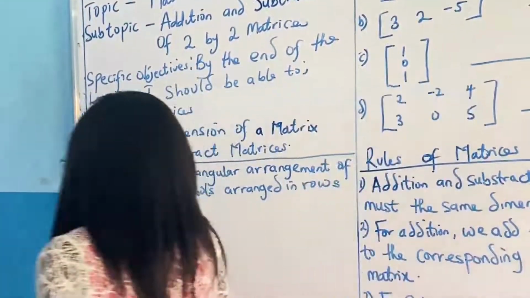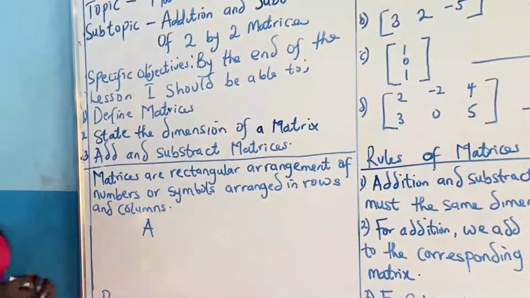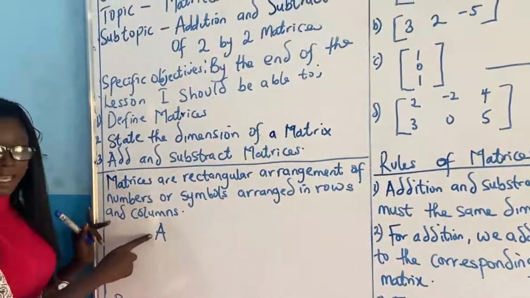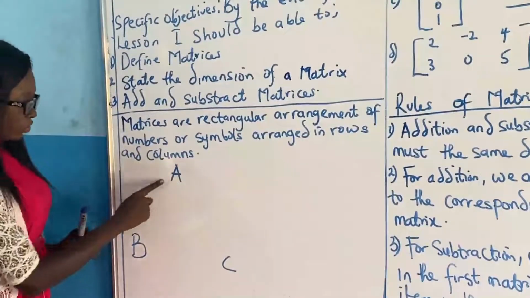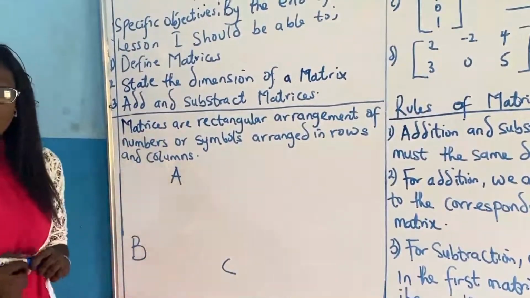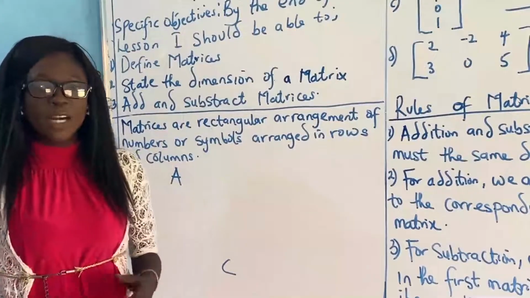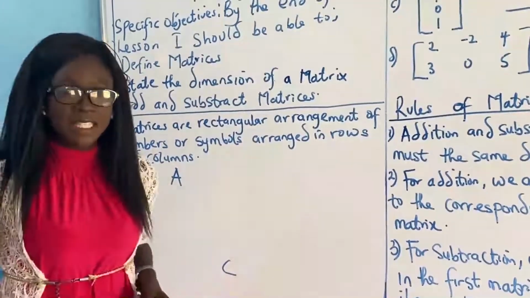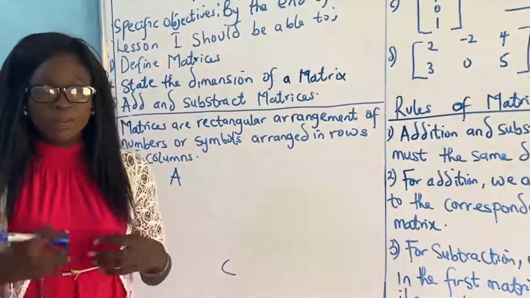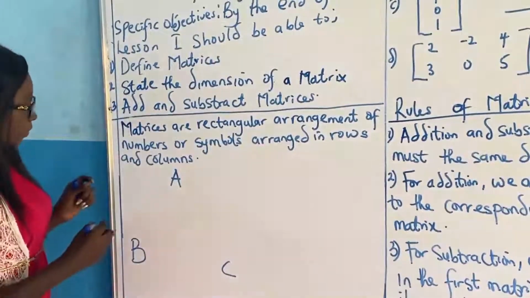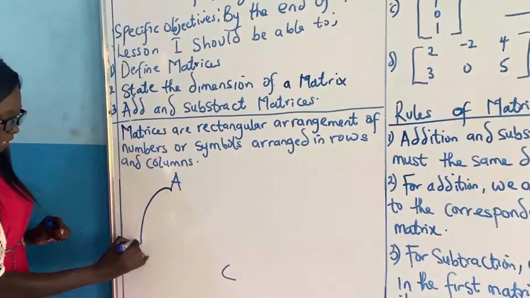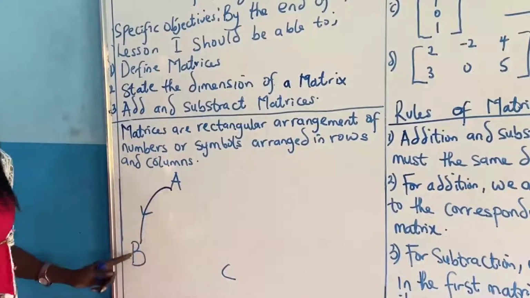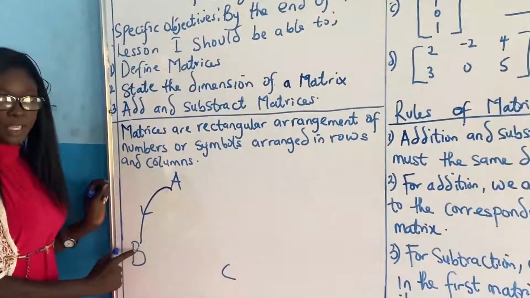Okay, I have these 3 letters. Let's say this is a boy A, this is boy B, and C. So these 3 boys are warming up for a football match. This football match will take place in a minute's time, and they want to warm up. So A gets the ball and passes the ball to B. So we have the arrow here showing that A passed the ball to B.